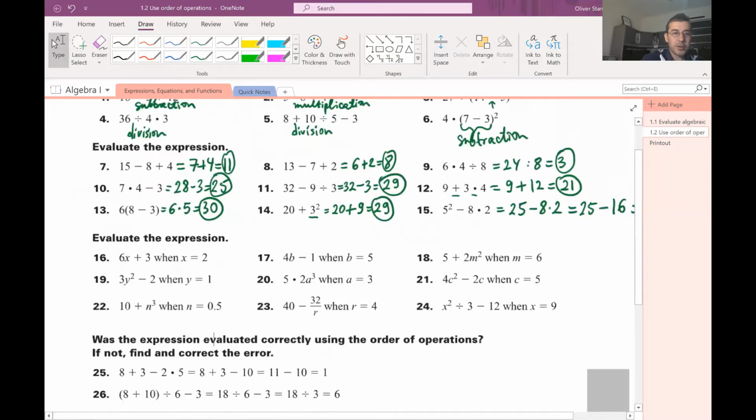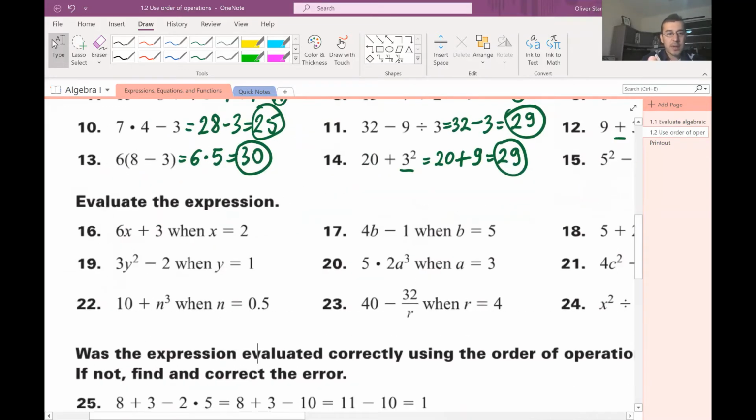Evaluate the expression. What is 6x plus 3? So this is, we do substitution. We substitute 2 for x. So this becomes 6 times 2 plus 3. So which operation will be done first? Multiplication or addition? Multiplication. So 6 times 2 is 12 plus 3 is 15.